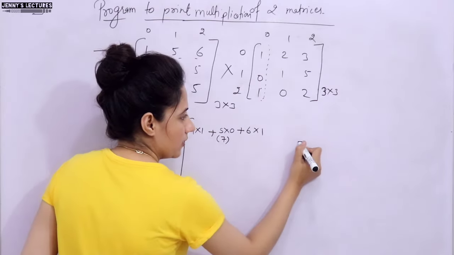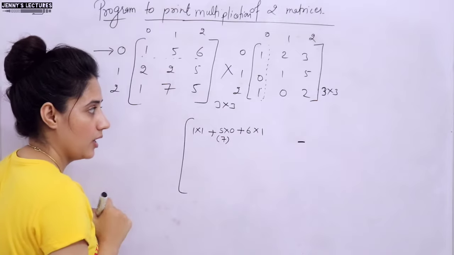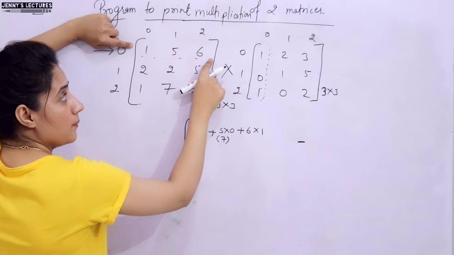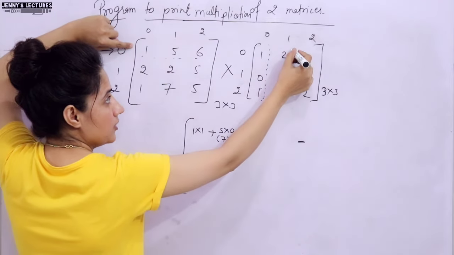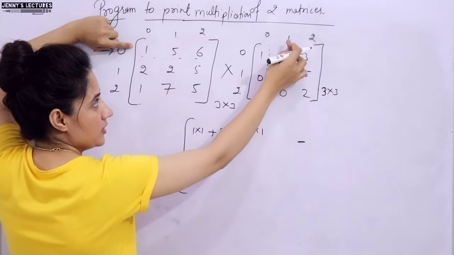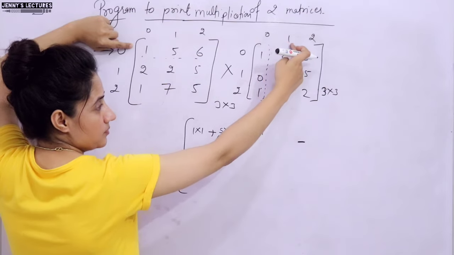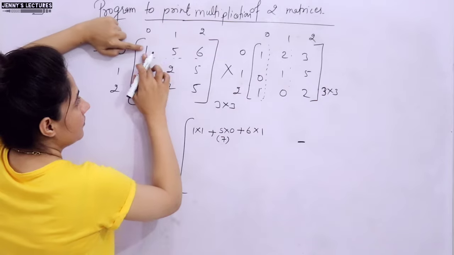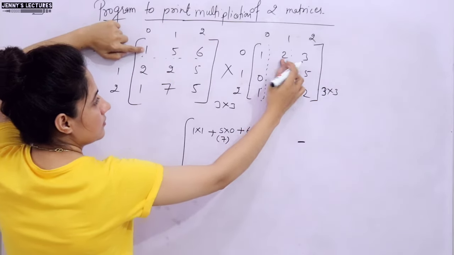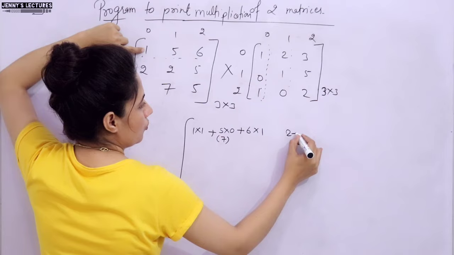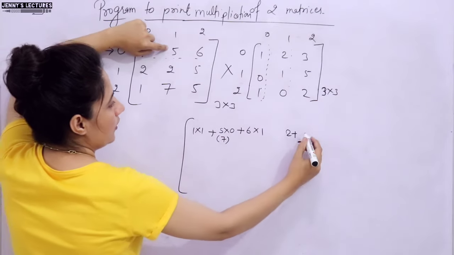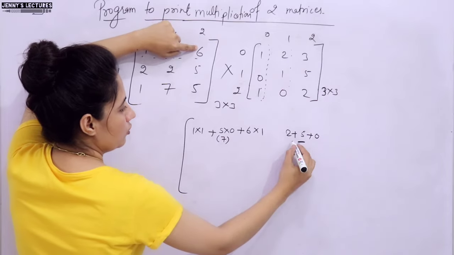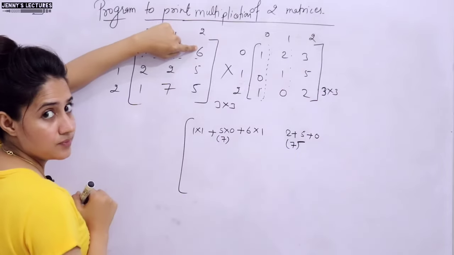Now for the next element, how will you get it? The same 0th row, but the column would be column 1, the second column. I am representing columns with the index. So 2 into 1, 2, plus 5 into 1, 5, plus 6 into 0, 0. Here also you will get 7.